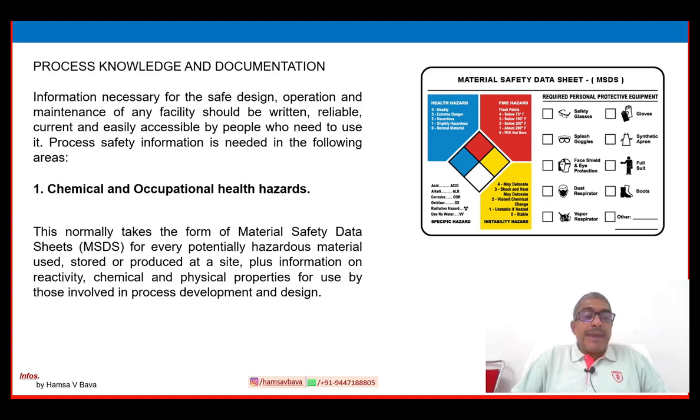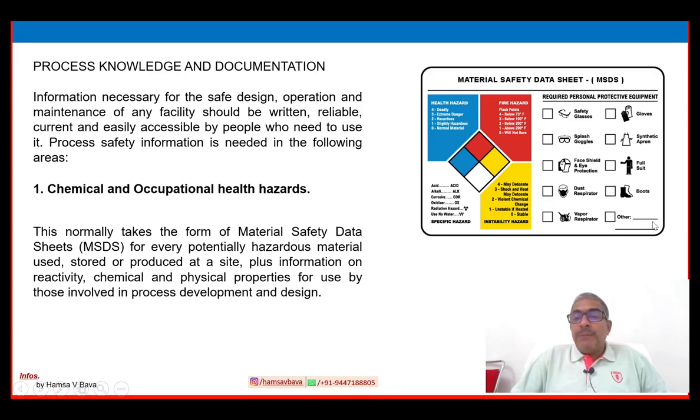One is chemical and occupational health hazard. This normally takes the form of material safety data sheet, MSDS. You can see the MSDS data sheet on the right side. MSDS for every potentially hazardous material used, stored or produced at a site, plus information on reactivity, chemical and physical properties for use by those involved in process development and design.